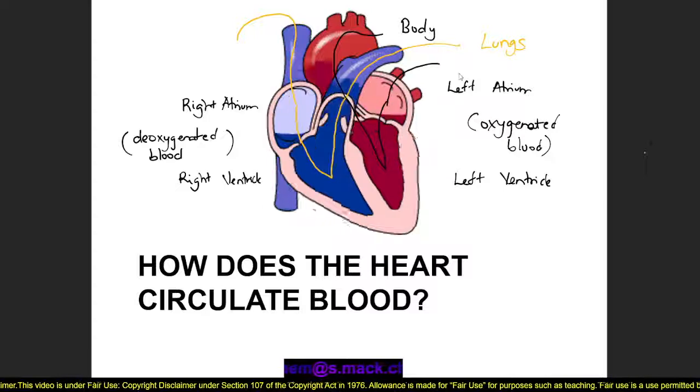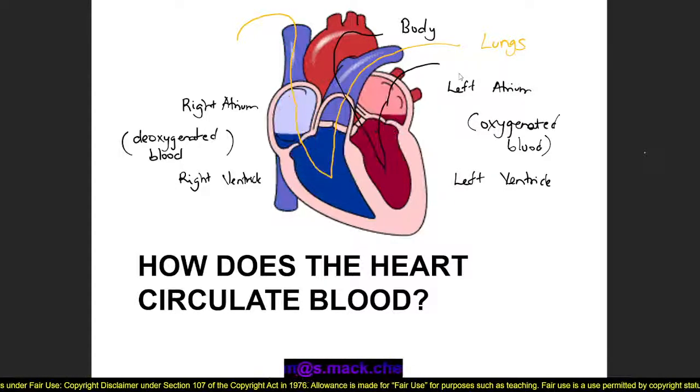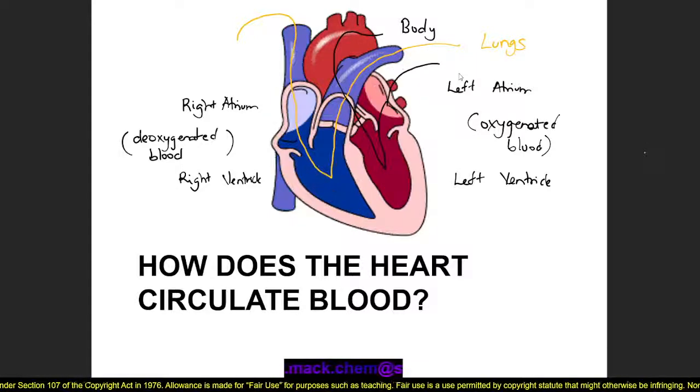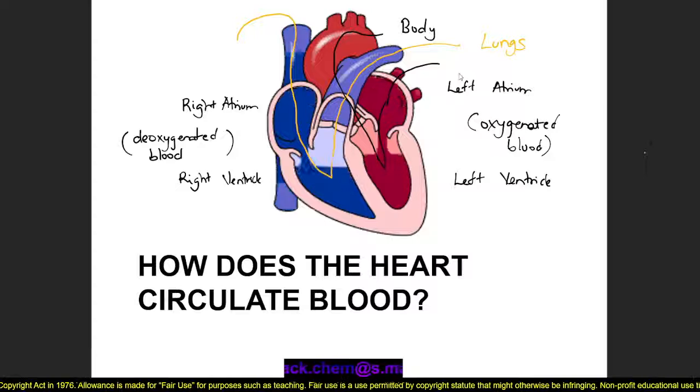So let's go over this once more. Deoxygenated blood enters the right side of the heart where it is pumped to the lungs, where it gains oxygen gas, becomes oxygenated, and returns to the heart. When the left side of the heart pumps, this oxygenated blood goes to the body.